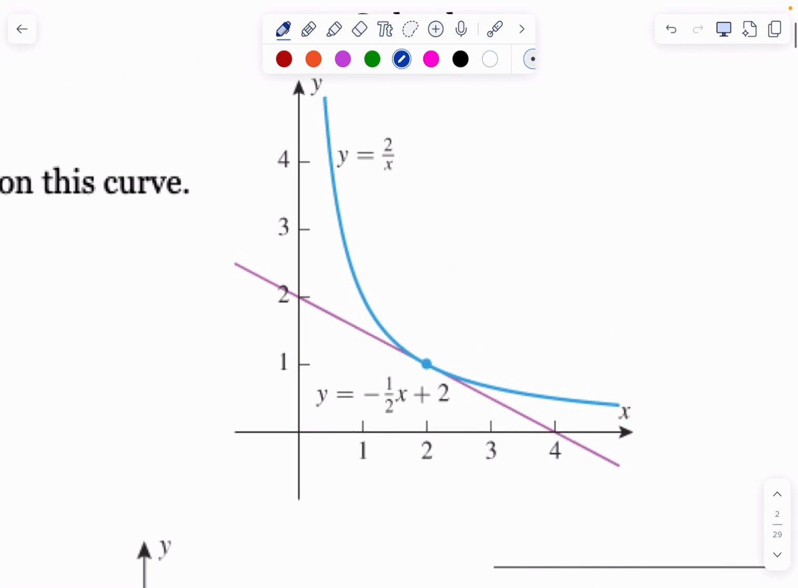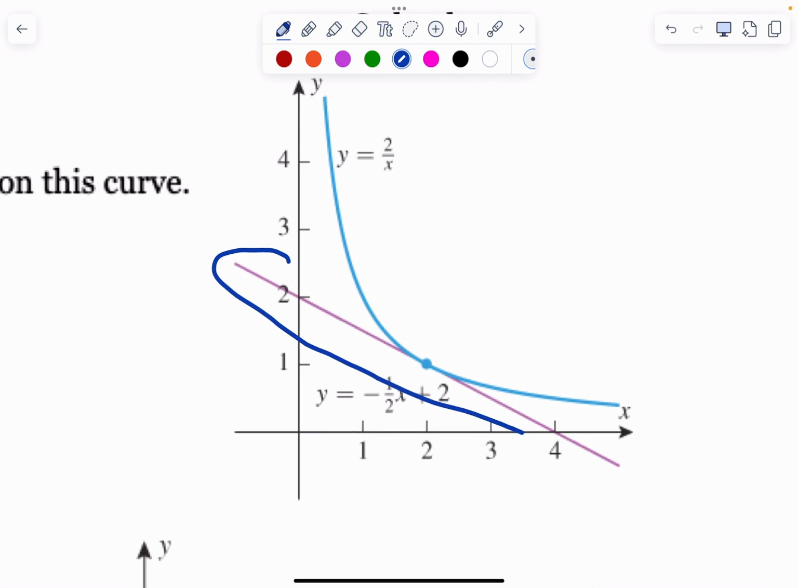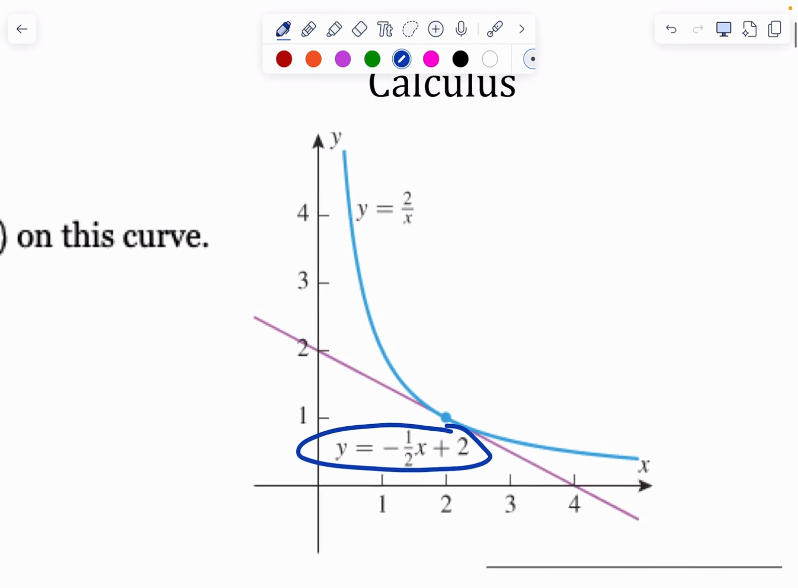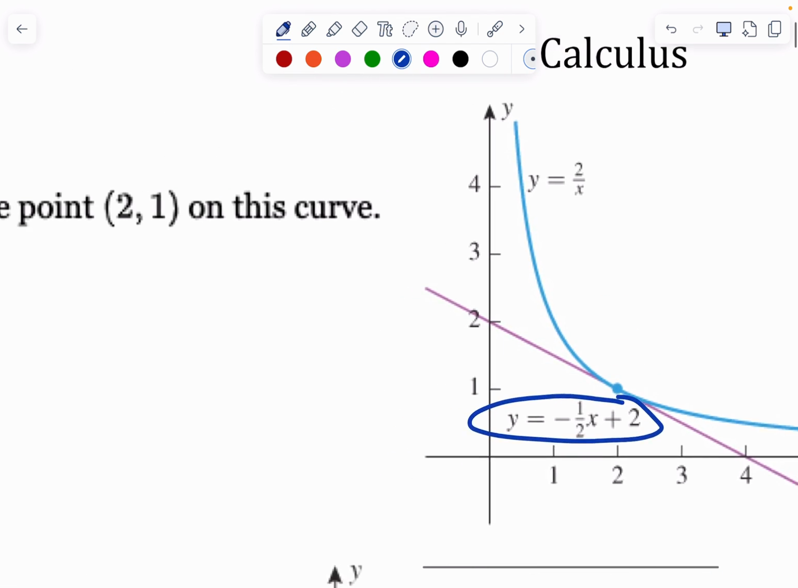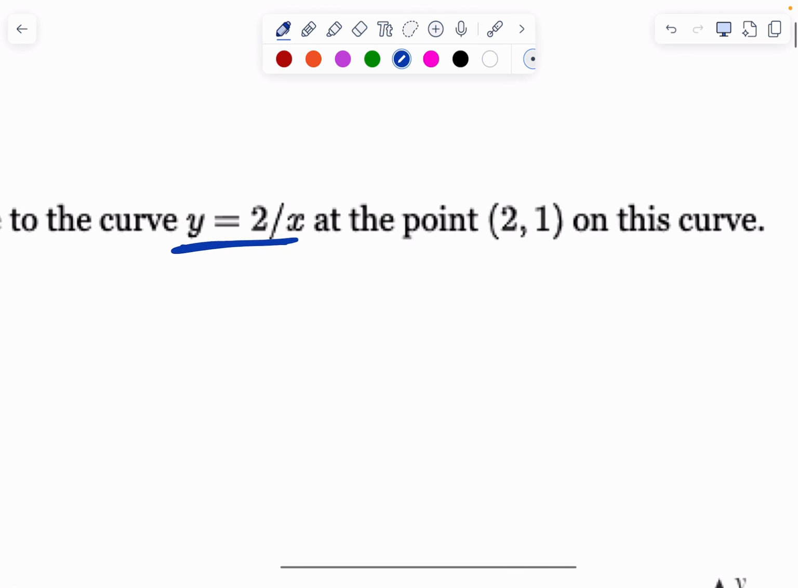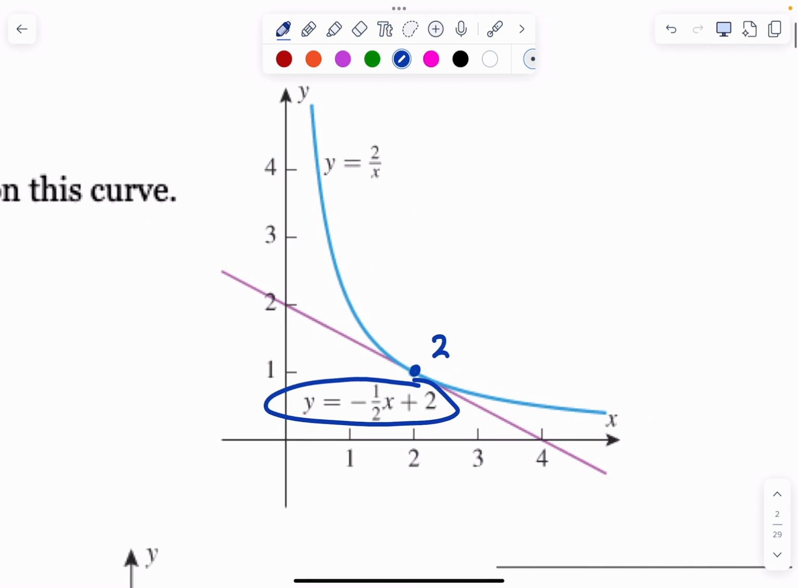What we're trying to do is find the equation of this line. They give you the answer: negative 1/2 x plus 2. That's what we're trying to get to. We want to find the tangent line where this touches at the point 2, 1.